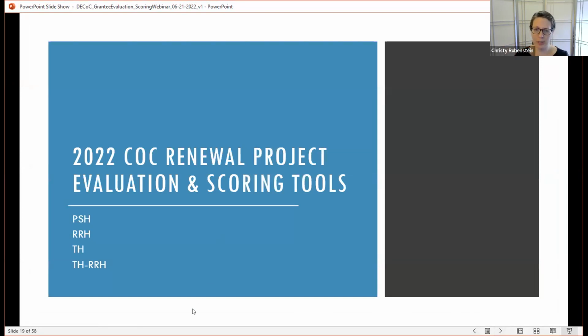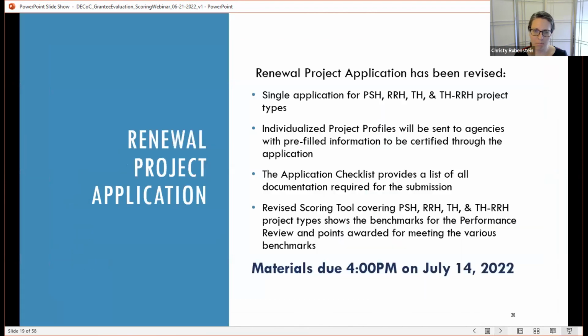The next item we're gonna talk about is the renewal project evaluation and scoring tools. And again, we're covering here the PSH, Rapid, TH, and TH to RH project types. So one of the things you'll see soon enough is that the renewal project application has been pretty significantly revised. There's gonna be a lot of the content that will feel familiar. The application mechanism itself will look a little different. It's, for one thing, a single application that can be used for all project types this year, which is good news. So there's not a PSH application and a rapid rehousing application. It's just an application that all of these project types can use.